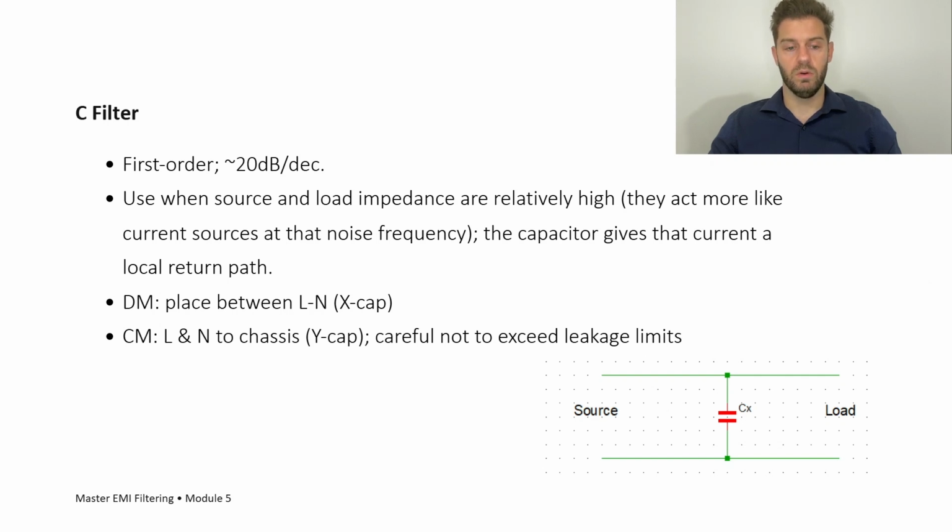Alright, now, in the case of differential mode, we place a capacitor between the line and the neutral, or if it's a DC system, between positive and negative, as we have discussed earlier. In the case of common mode, we place it between the line and chassis and between neutral and the chassis. Or if it's a case of DC system, we place it between the positive and the chassis and between the negative and the chassis. When using Y caps, be careful not to exceed the limits that are set by some standards for leakage current.